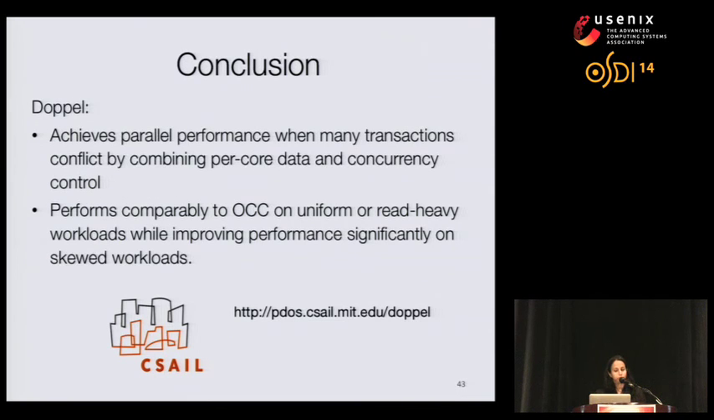So in conclusion, Doppel can achieve parallel performance when many transactions conflict by combining per-core data and concurrency control, and performs comparably to OCC on uniform or read-heavy workloads, while improving performance significantly on skewed workloads. And so here's a website if you'd like to learn more, and hopefully the code will be coming soon, and I'm happy to take questions.